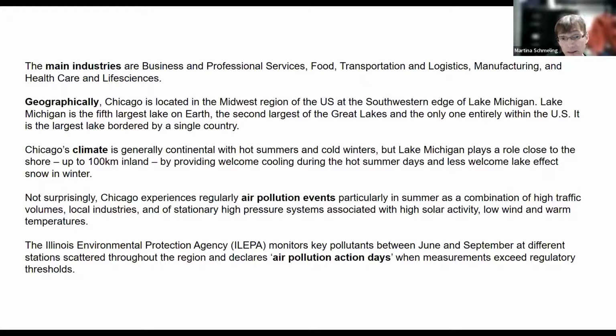The Illinois Environmental Protection Agency, or Illinois EPA for short, monitors key pollutants between June and September, at different stations, which are scattered throughout the Chicagoland region. And when there is a need for it, it calls Air Pollution Action Days. And that means that people who have respiratory diseases or any other diseases should take precautions. The EPA monitors only between June and September because at other times of the year, it's actually not necessary.